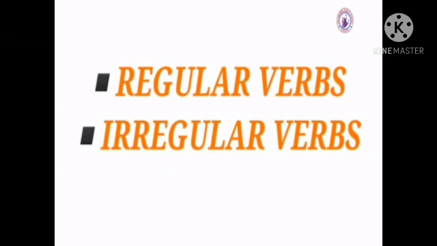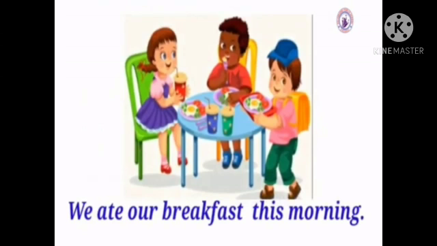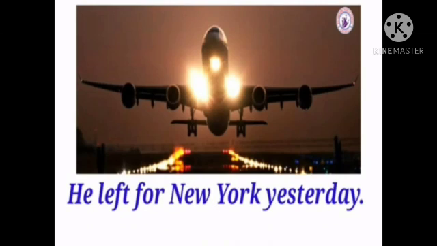We learnt about the past form of regular verbs. Now we will learn about the past form of some irregular verbs. Our first example is, we ate our breakfast this morning. Ate is the past form of the verb eat. He left for New York yesterday. Here left is the past form of the base verb leave.